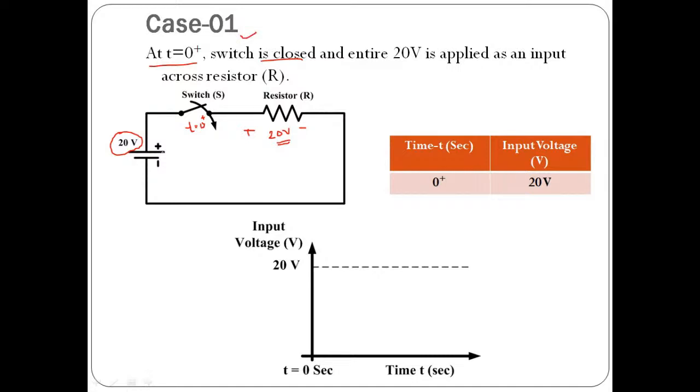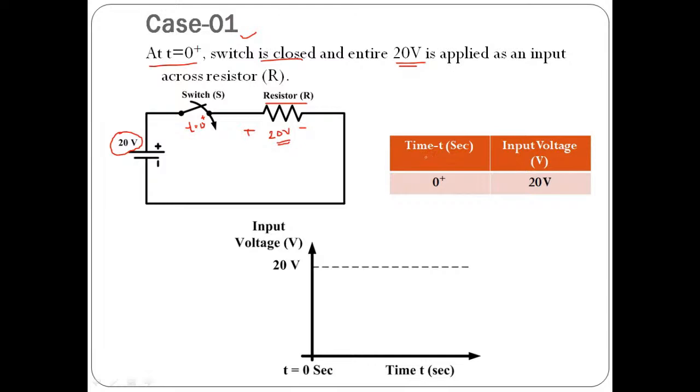Our objective is to supply this 20 volt input in the form of excitation to this resistor of value R ohm. We are trying to identify the different techniques, or different ways, through which we can provide this 20 volt input to this resistor. We considered the first case in which we close the switch at t equals 0 plus, and the entire 20 volt we have available is applied as input to that resistor. The same thing is mentioned over here.